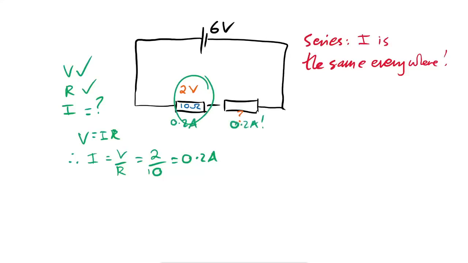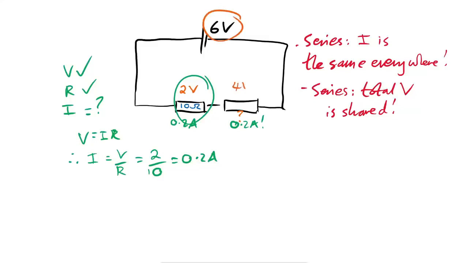There is one more thing we can say is true for a series circuit, and that is that total V, total voltage, is shared. So therefore, if I know I have 6 volts available altogether, but 2 volts is being used to apply the first resistor, then that must mean that there's 4 volts available for the second resistor there.